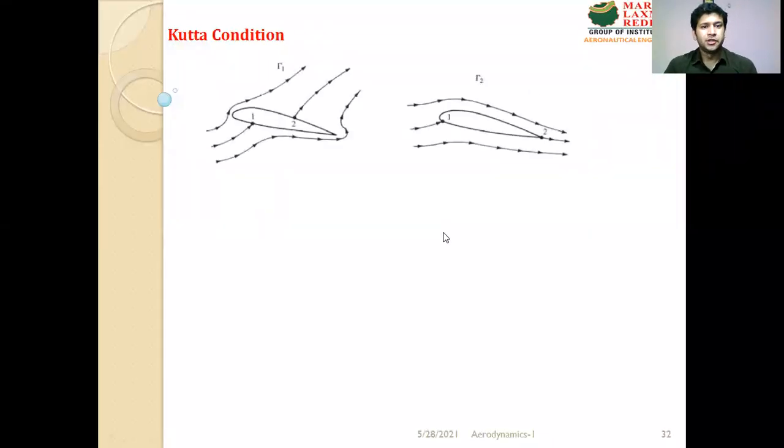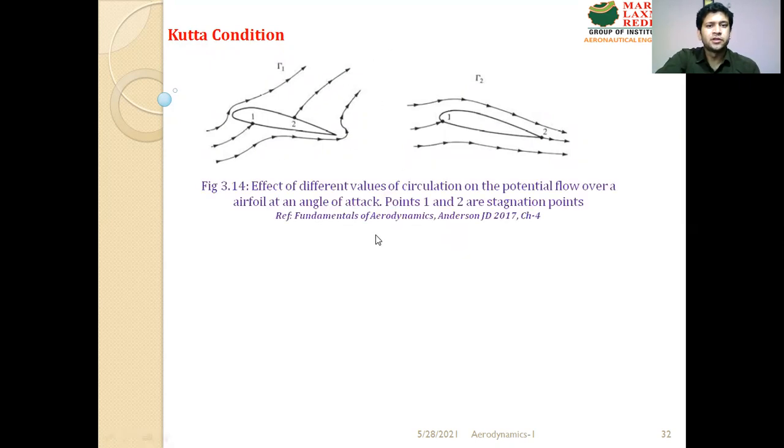Let's see about the Kutta condition. Here we have two cases, two aerofoils with different circulation, gamma 1 and gamma 2. Here we can see that the flow is coming on the leading edge and it is passing somewhere in the space. Whereas where circulation is 2, here you have two stagnation points.